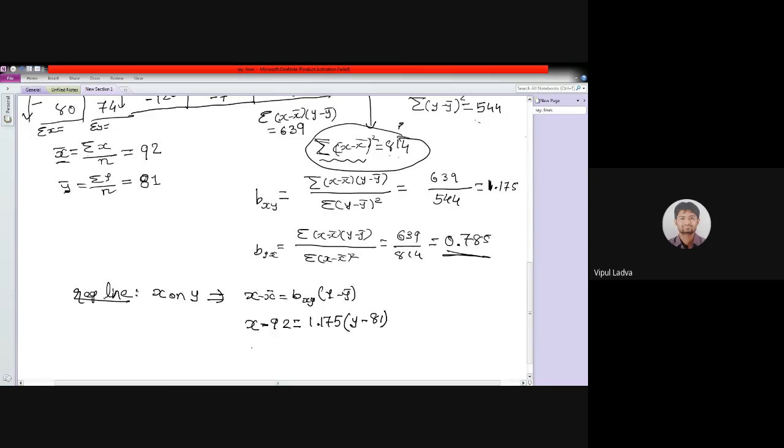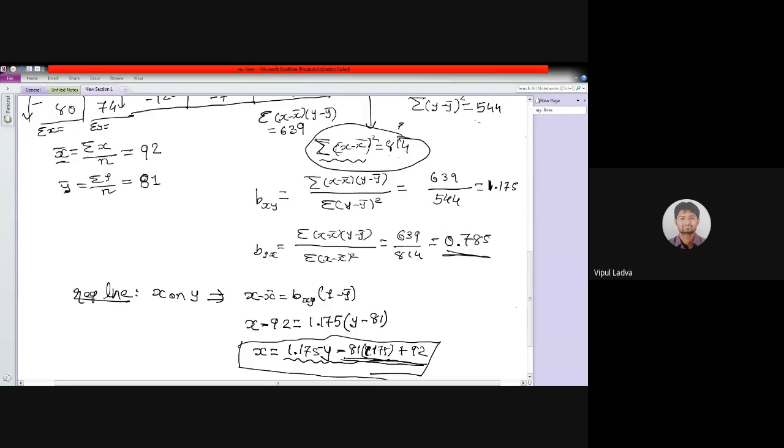So what I am supposed to do is convert this particular equation into this format: x equals a function of y, that is 1.175 times y, plus the addition of minus 81 into 1.175 plus 92. Whatever that calculation is, it will create a single constant, and this will be known as our regression line x on y. And similarly, you may proceed for the y on x.